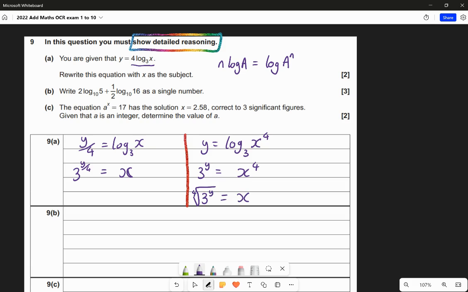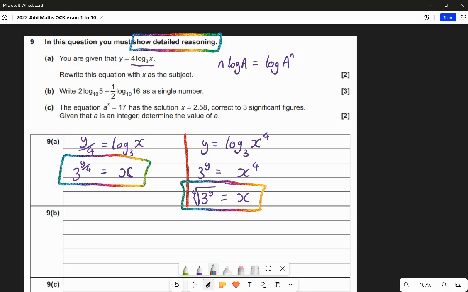And I'm done. And you might be thinking, well, those look different. Well, they're not. They're exactly the same, because the 4th root means to the power of a quarter. So 3 to the power of y to the power of a quarter, when we do power to a power, we multiply them. Y times a quarter is y quarters, or y over 4. So these 2 different ways of getting to the answer look different, but are exactly the same.